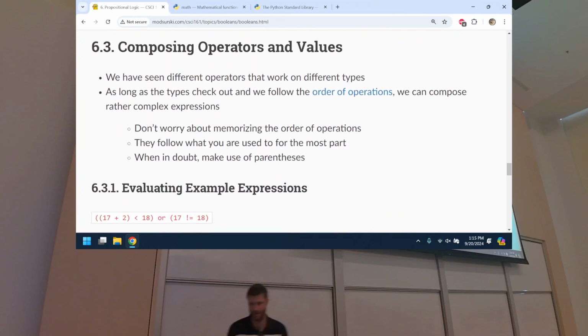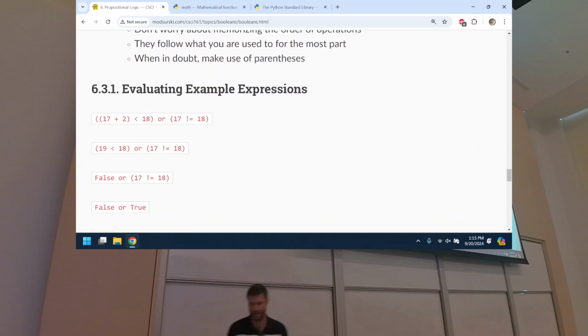Composing operators, well, there is an order of operations, but if I were to say 17 plus 2 is less than 18, or 17 is not equal to 18, what's the result? True. Why? Well, 17 is not equal to 18, which is true, and I've ORed something, so I could be lazy and skip the other side. But if we want to evaluate it all, we could. 17 plus 2 is 19. Is 19 less than 18? False. We evaluated it. There is an order of operations. You could just evaluate it one step at a time.